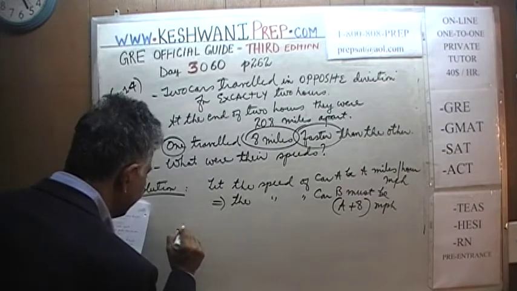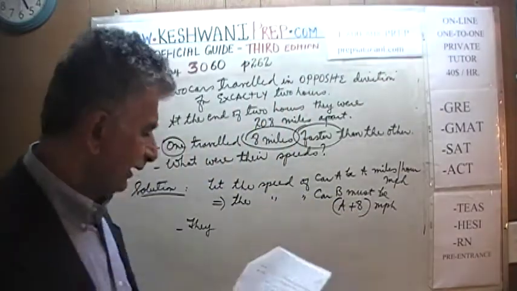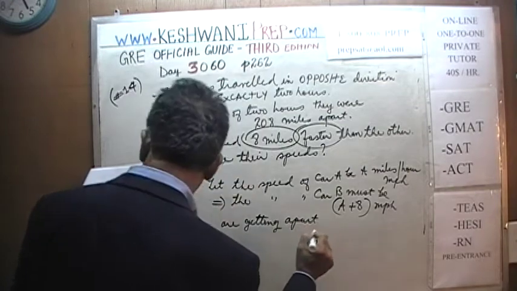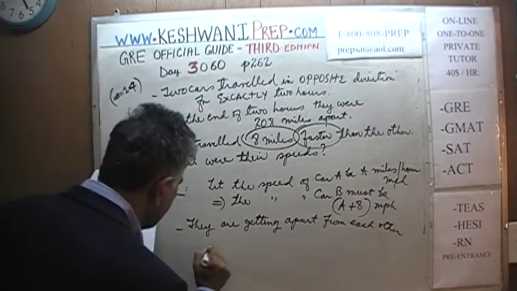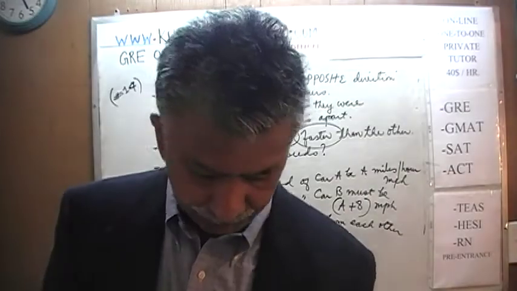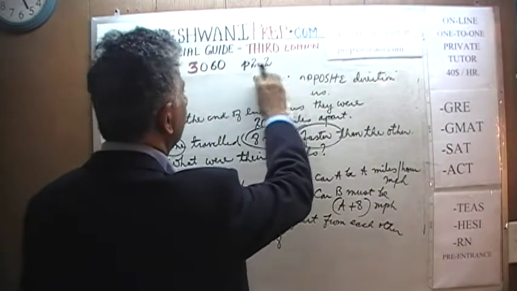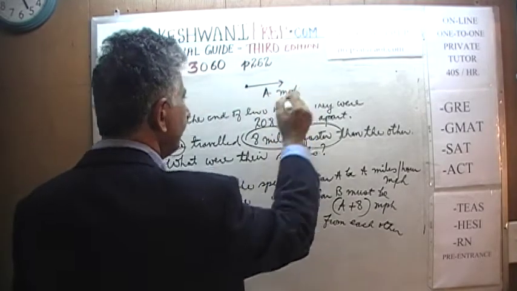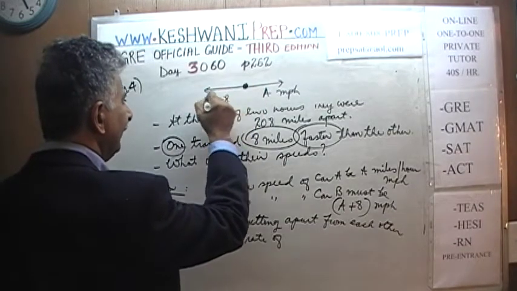How far apart? Next thing we need to understand is how fast they are getting apart from each other. They are getting apart from each other at the rate of what? Well, one is going, let's erase the top part here, in this direction at a miles per hour. The other one is going in the opposite direction at a plus 8 miles per hour.